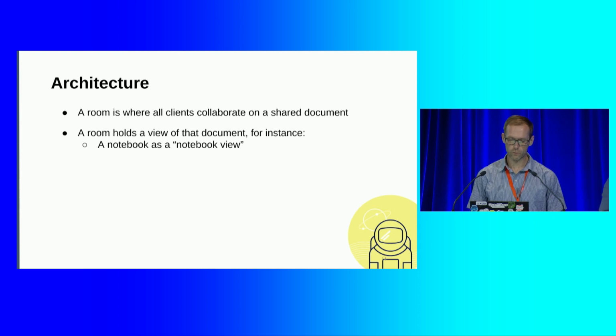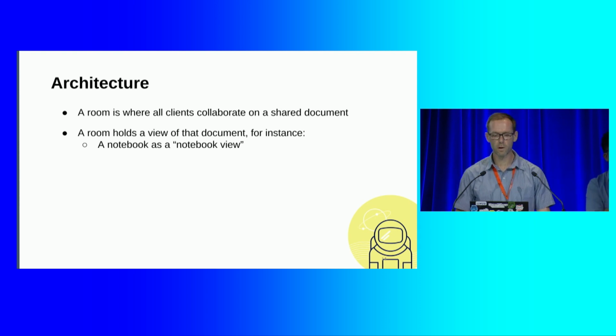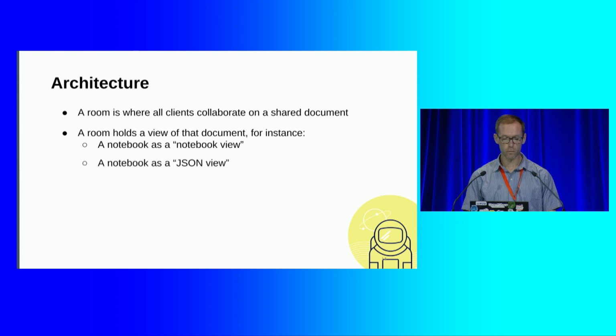A room holds a view of that document. A view can be, for example, a notebook view, the notebook we are used to, with a rich representation in JupyterLab, with cells that we can execute, the content of cells that we can change, and so on. Or we can also open the notebook as a JSON view, and then it's a completely different structure. It's not the same Y document. We won't be able to execute cells, for example, or even as a plain text file.